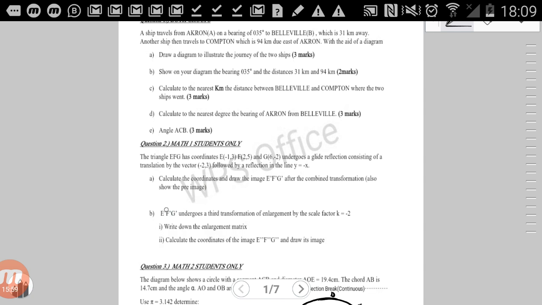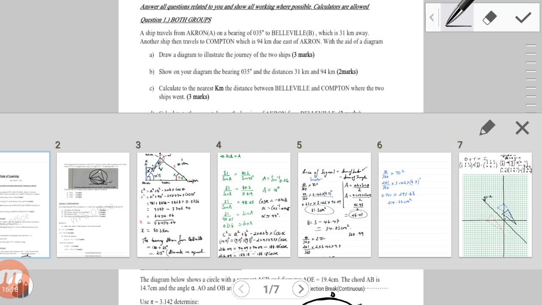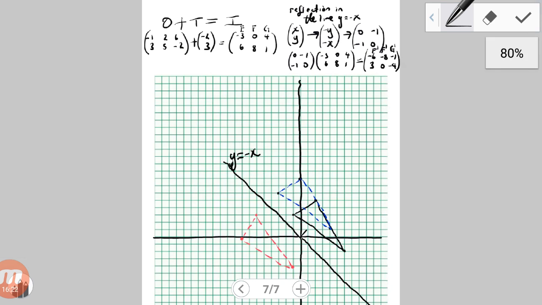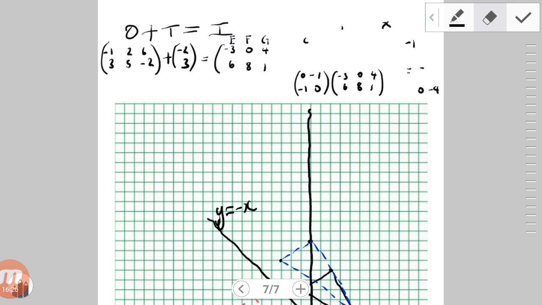It says that E prime F prime G prime, which is the one in red, that's the ending object, the ending image that we're looking for, undergoes a third transformation of an enlargement by scale factor k equals negative 2. Our first task is to write down the enlargement matrix. For those of you who know about the enlargement matrix, you should have this down on paper.